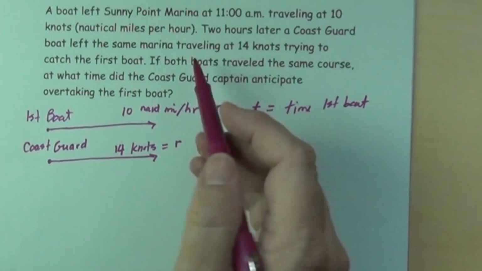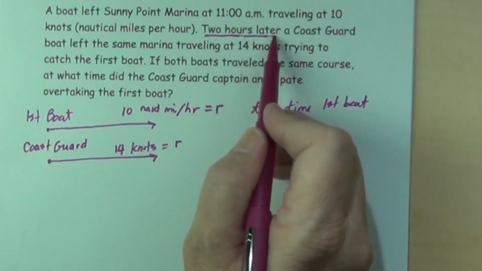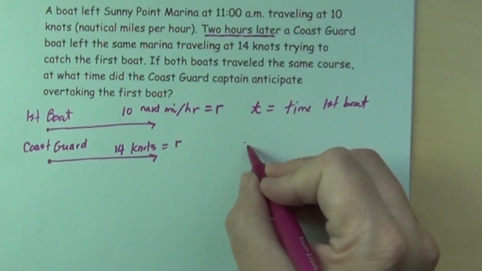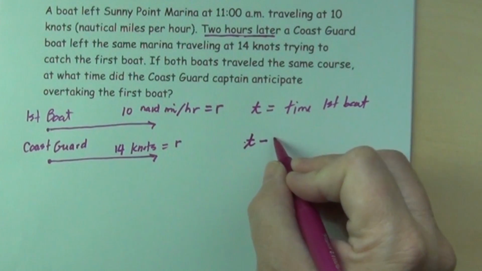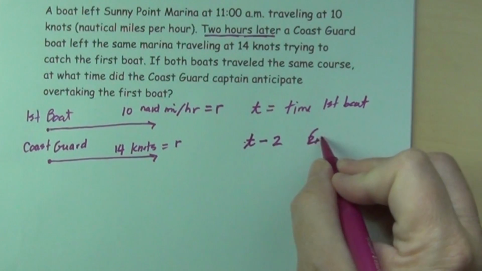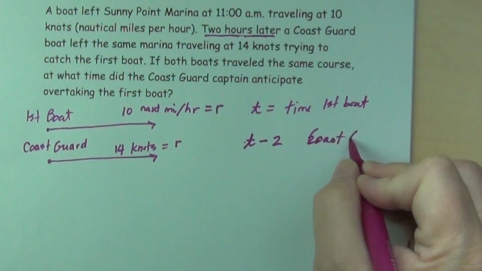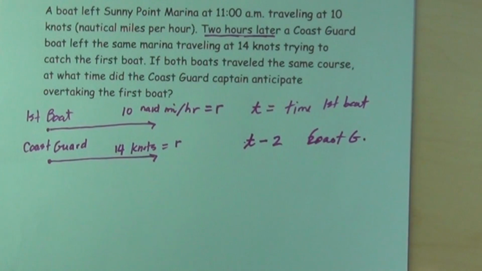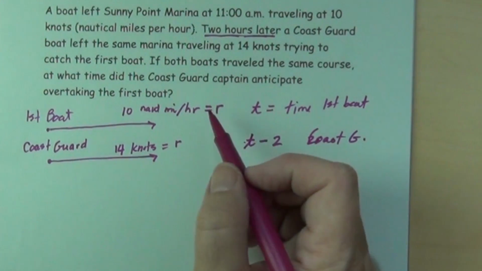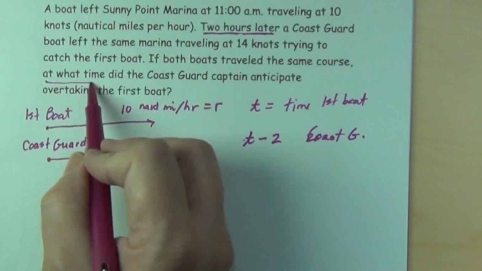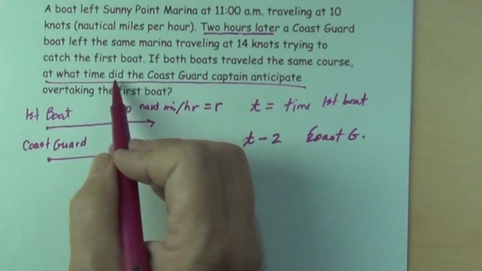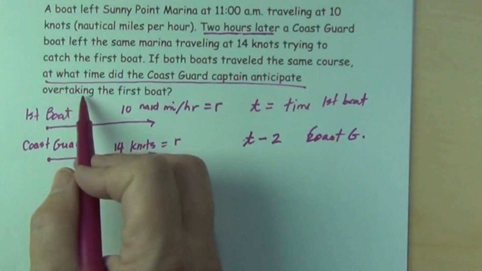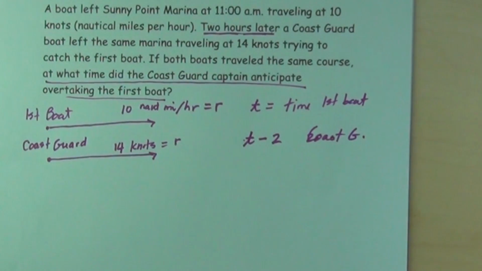And we know that the second boat leaves 2 hours later. So the time for the second boat will be t minus 2. That's the Coast Guard. Okay. And the question is, let's see what the question is. At what time does the Coast Guard captain anticipate overtaking? Is it going to catch up?